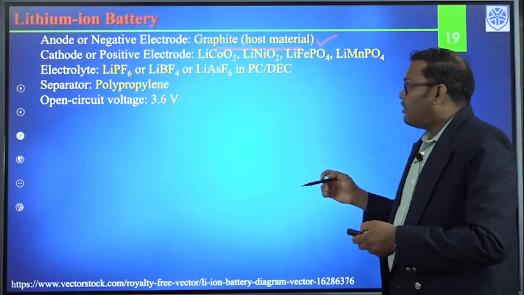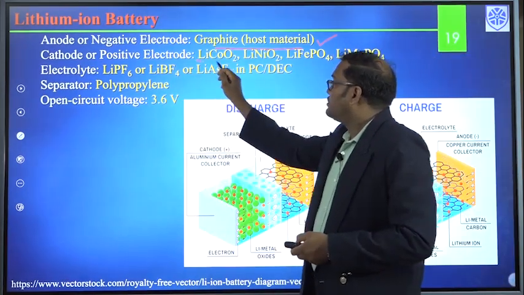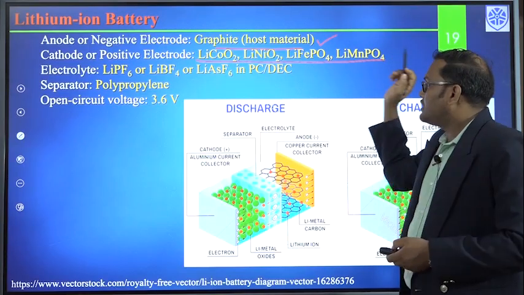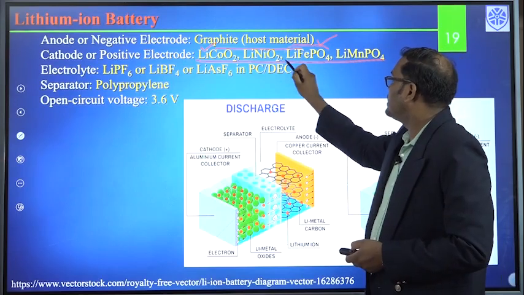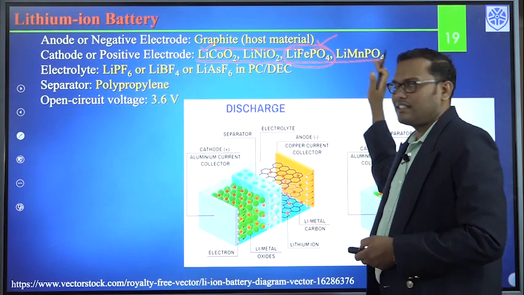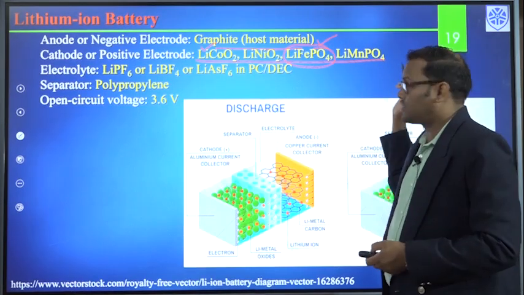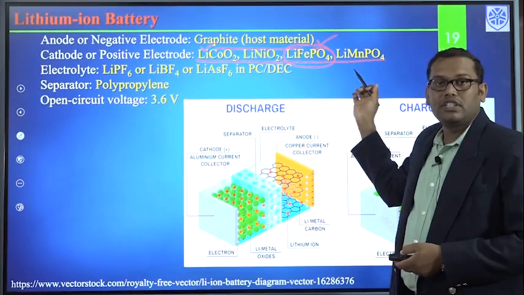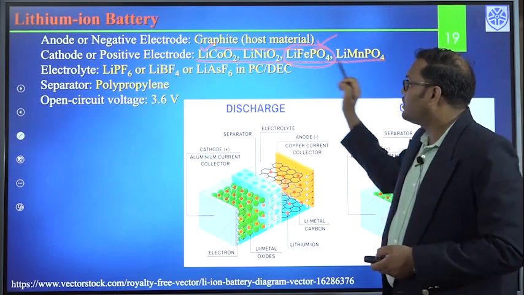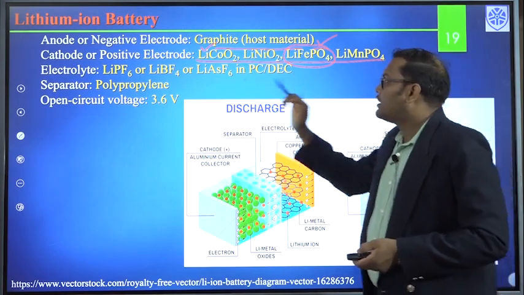Now, what is the cathode? For the cathode you can use different types of materials. We started with lithium cobalt oxide, and nowadays we are using lithium iron phosphate. These are the different cathode materials which we can use. But nowadays in batteries we are using LFP, which is called lithium iron phosphate. Any one of those you can mention.